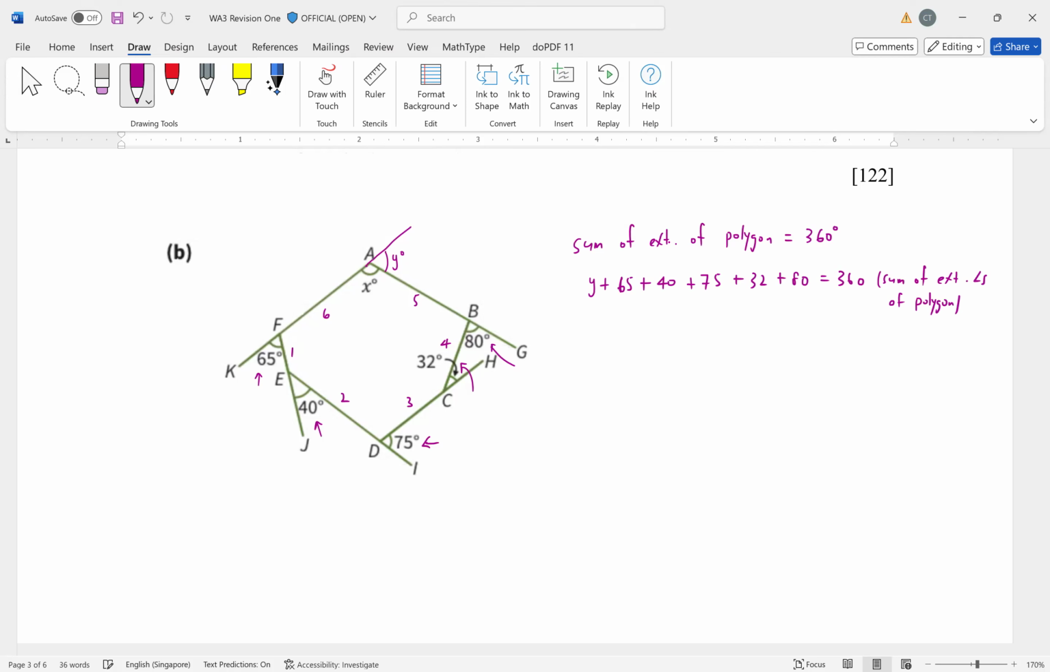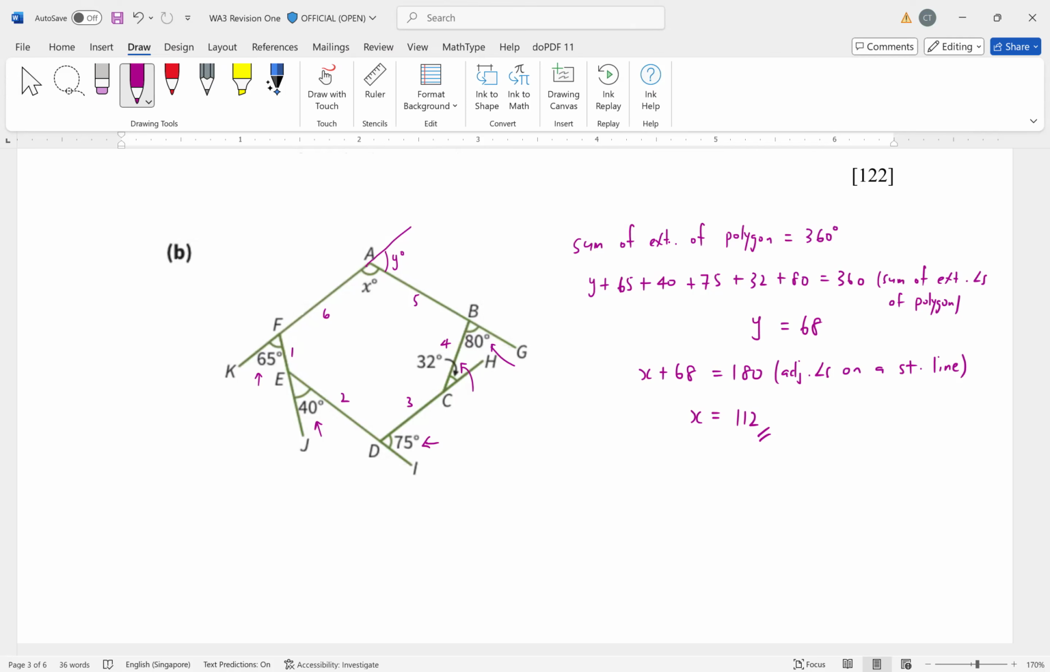It will be 360. So if we bring all the numbers over to subtract, we will be able to get y equals 68. Okay, and once you get y equals 68, we'll just use adjacent angles on a straight line to find x. So now x plus 68 will be equal to 180. Right, so these are adjacent angles on a straight line. So x will be equal to 112. Right, so just like that. Not a difficult question.